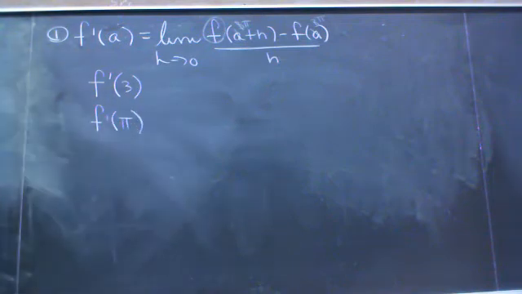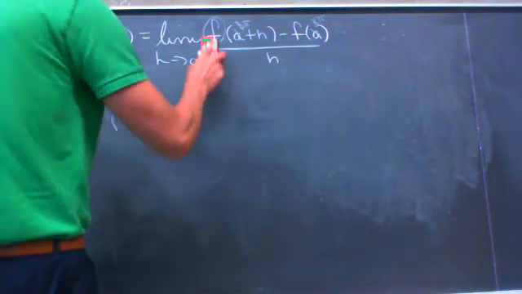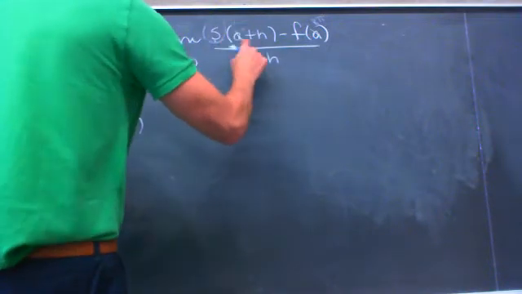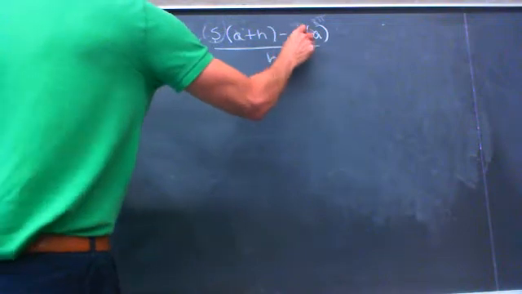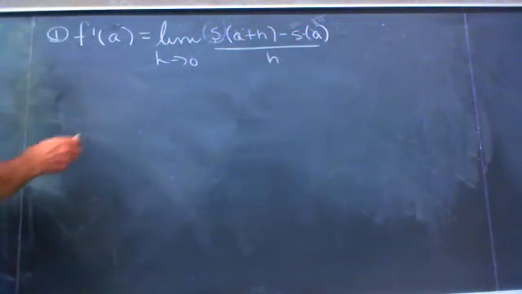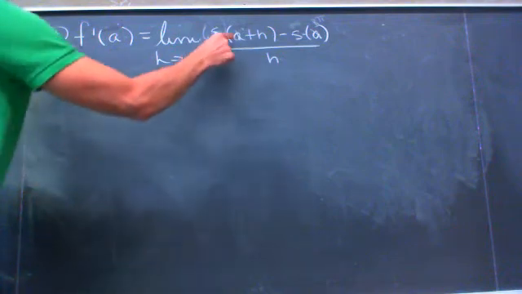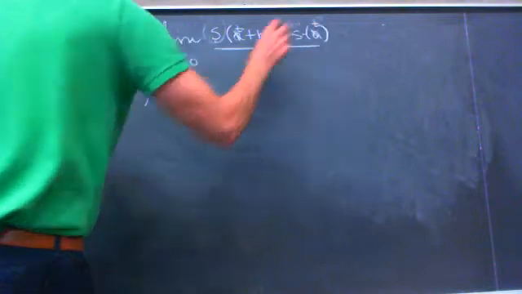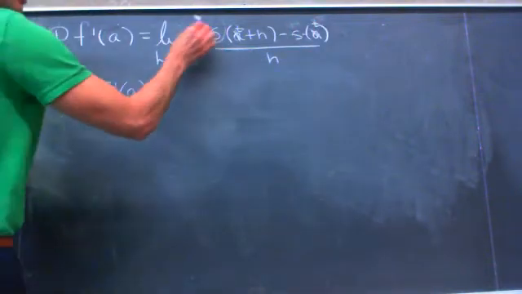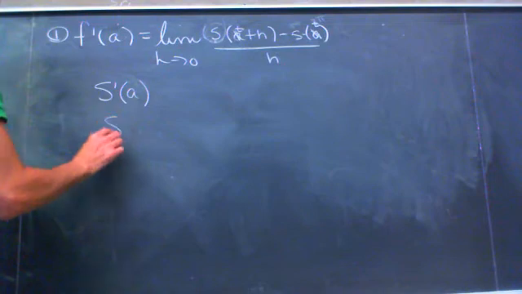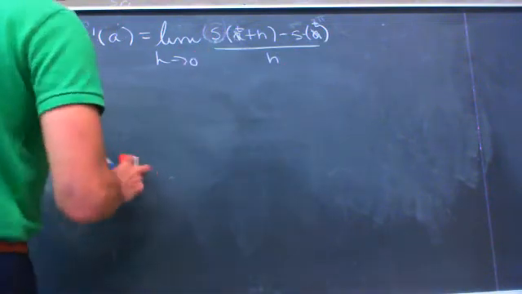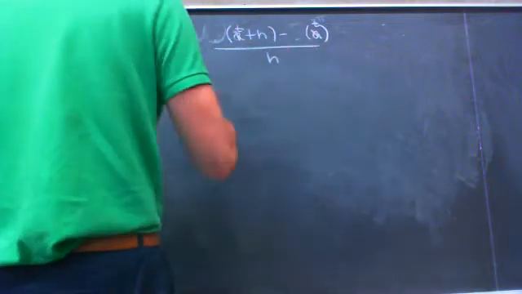at pi. Now, no matter what letter we call this, if this was supposedly s at a plus h minus s of a, then this would mean notationally s prime at a. If this were a t inside, this would represent the derivative of this function, s prime at t. Okay? So first, let's focus on using the definition to find the derivative at a point.